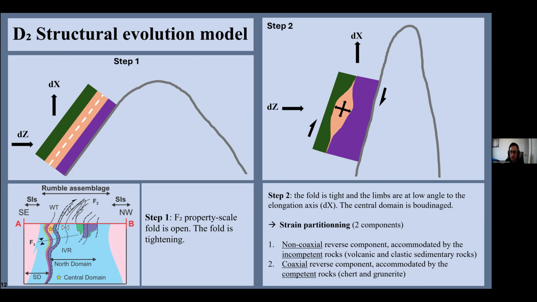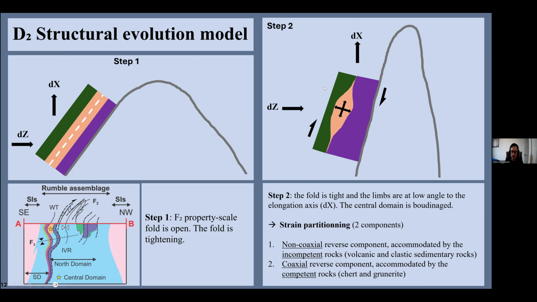And then we move on to the second step. Now the fold, you can still see it here, is a lot tighter. And now the limbs are at a low angle to the elongation axis, which means that the central domain will start to stretch and boudinage, as we can see here, the boudin shape.